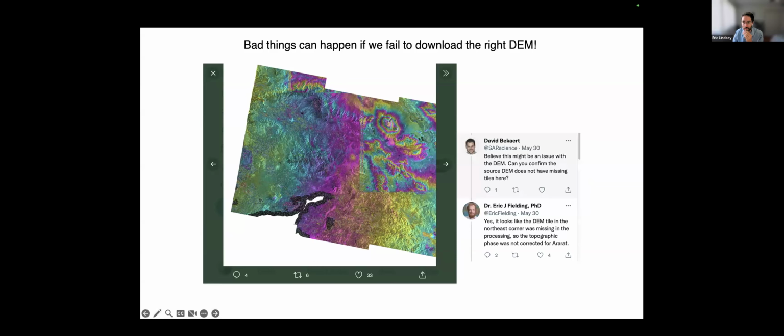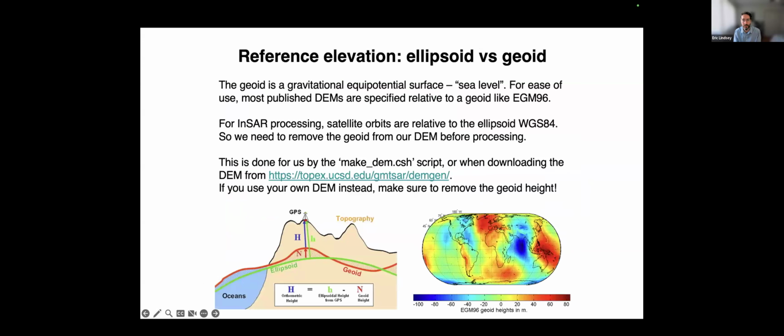Another thing to watch out for is the reference elevation of your DEM. Typically, when we measure elevations, we want to think of them as relative to sea level, right? It makes sense that when you're at the beach, you should be at 0 meters elevation. And so most DEMs that you download are relative to sea level.